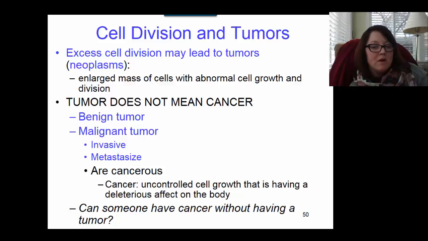Can someone have cancer without having a tumor? Can you have cancer without having a big mass of cells? And the answer is yes. A good example of this is leukemia. With leukemia, there isn't just one mass of cells. There's an overproduction of malfunctioning white blood cells in the bloodstream.